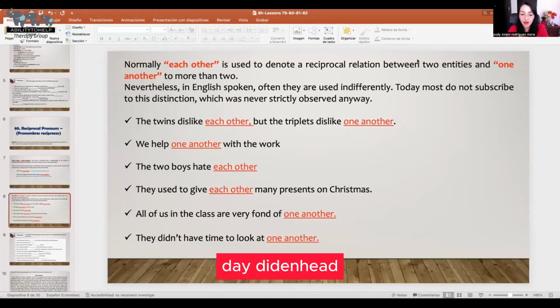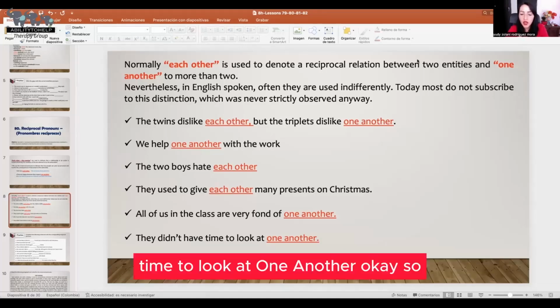They didn't have time to look at one another. If I say one another, it's because I am talking about more than two people. So they didn't have time to look at one another.